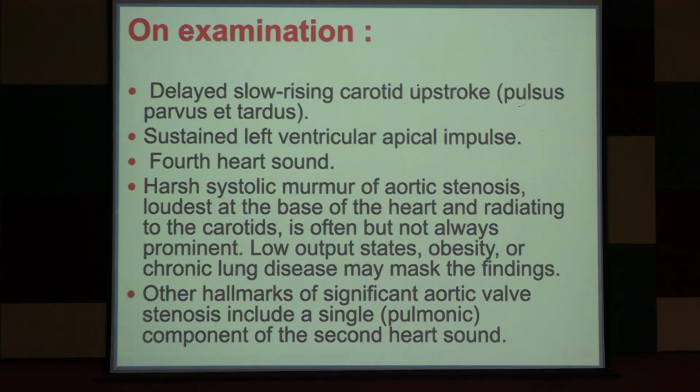One thing I forgot to mention here: aortic valvular stenosis arising from rheumatic inflammation is almost always associated with mitral valve disease or aortic regurgitation. So aortic stenosis resulting from rheumatic inflammation is almost always associated with mitral valve disease or aortic regurgitation.